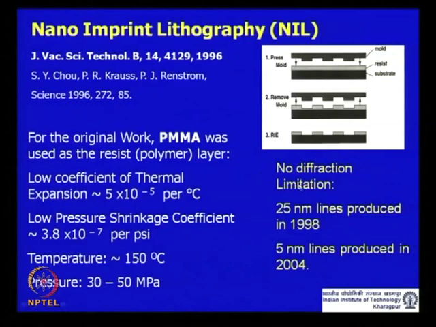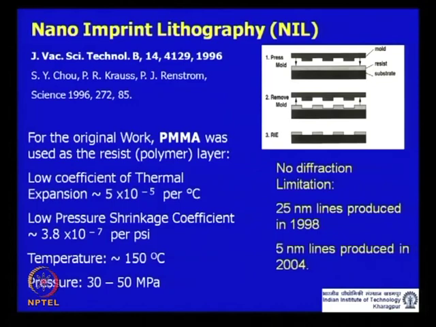Even from the beginning of the invention, when the technique came into existence, it was realized that there is no diffraction limitation, and the lateral resolution of the feature size was entirely governed by the availability of the right type of stamp. So, way back in 1998 itself, 25 nanometer lines were produced. Photolithographically, technology was stuck at around 250 nanometers at that point of time. So, it was a huge quantum change in lateral resolution of patterned features.